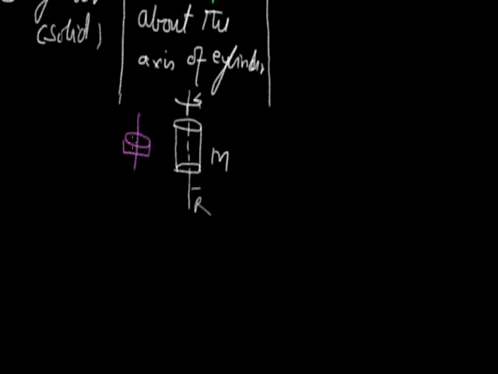thickness is t. The moment of inertia is given by mr square and does not depend on the thickness. So we can assume this cylinder as a disk. Moment of inertia about this axis I will be half mr square.